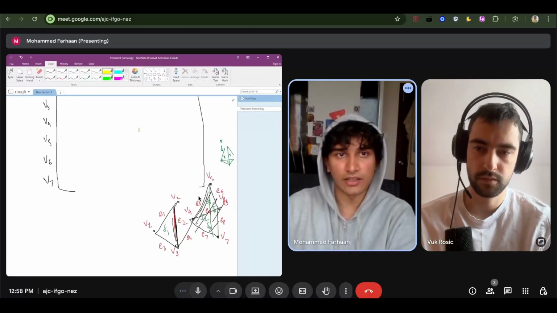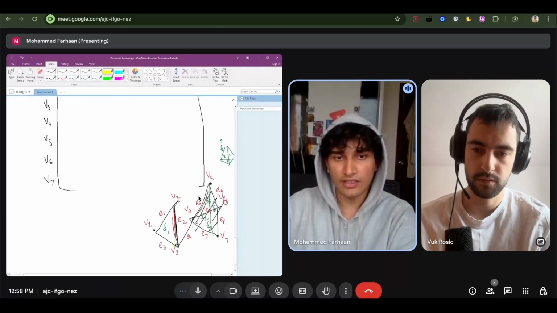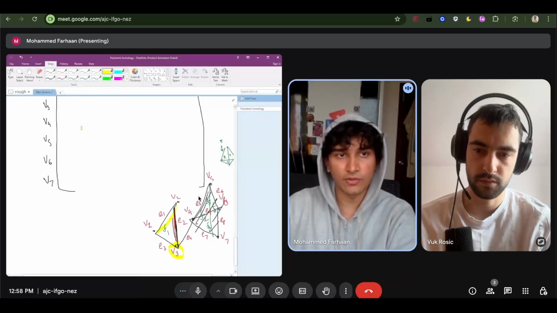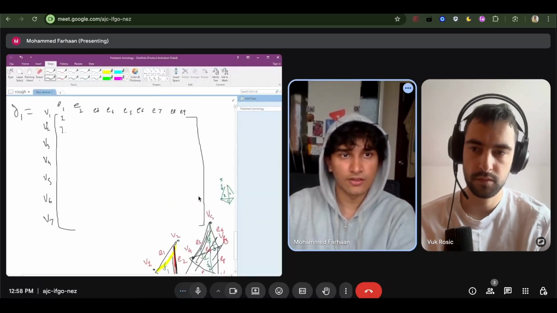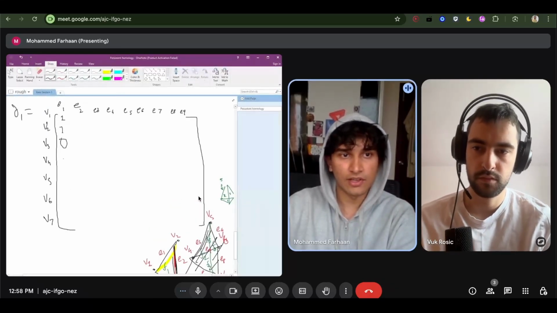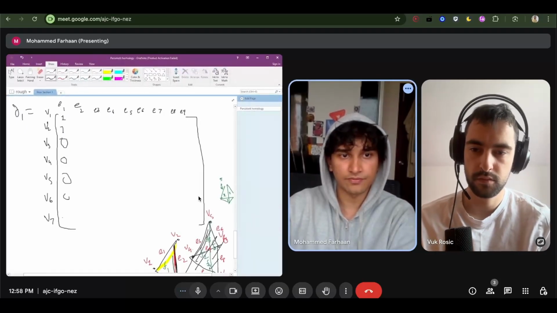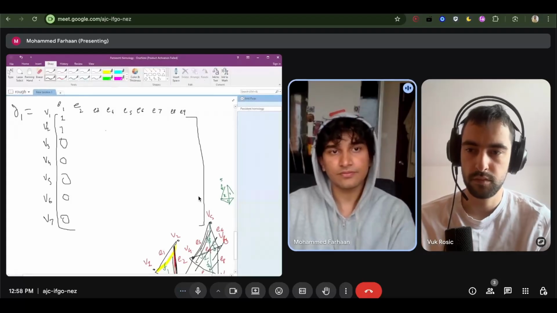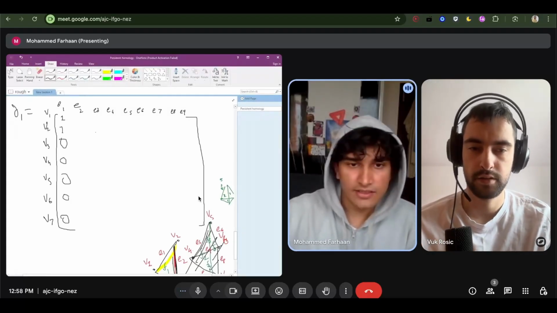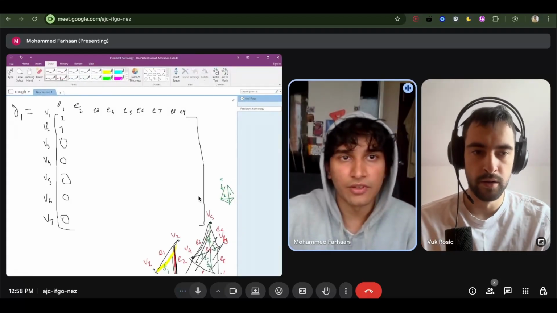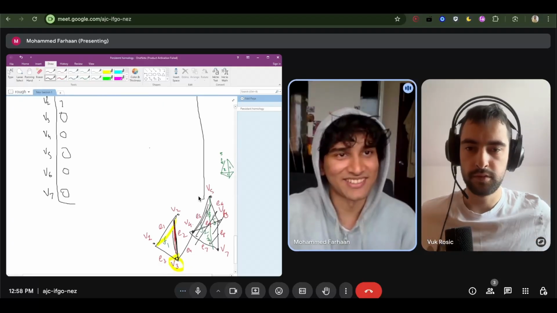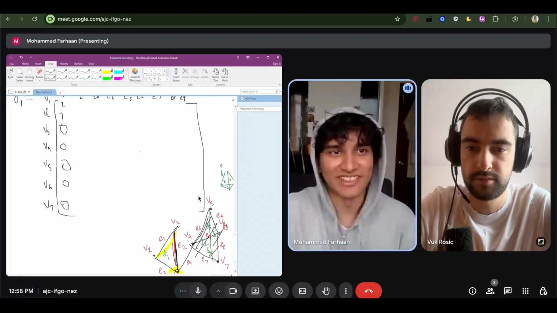Wait, I should probably use a highlighter. Vertex 3 is not connected with E1, so I'm going to put 0 here. Similarly, all of these are 0, 0, 0, 0. Okay, now for the next stage, I'm just going to do one more row because this thing is tedious, so I'm not going to fill the whole thing.